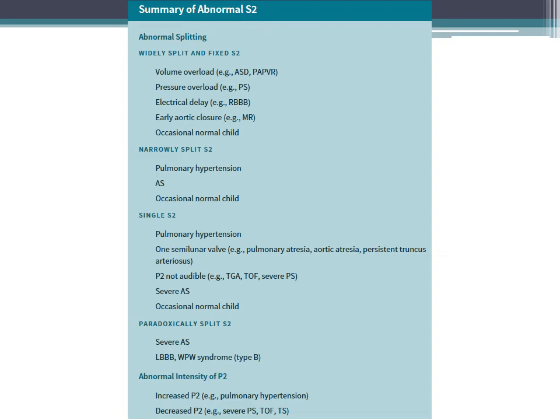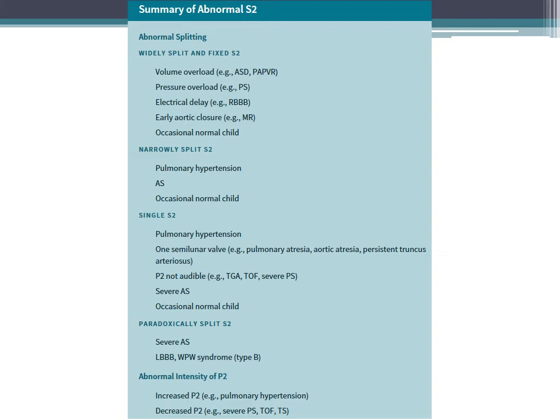A single S2 is found in situations like when one semilunar valve is present, like aortic or pulmonary atresia or persistent truncus. A single S2 can also be seen when the P2 is not audible, like transposition, tetralogy of Fallot, severe PS. It can be seen when aortic closure is delayed. An example of that is severe aortic stenosis. It can be seen when the P2 occurs early, like severe pulmonary hypertension.